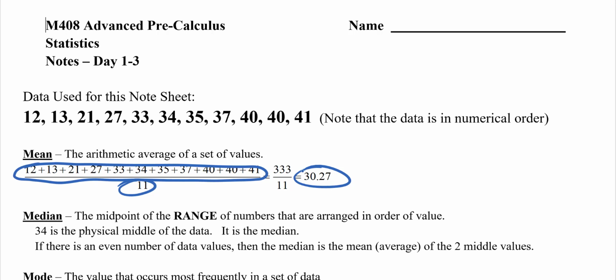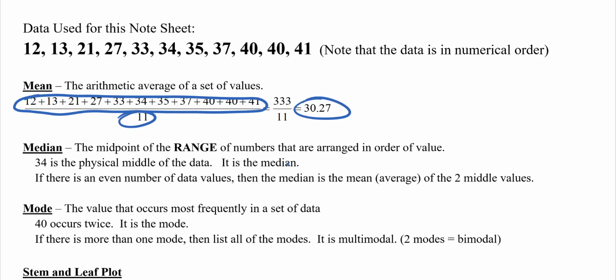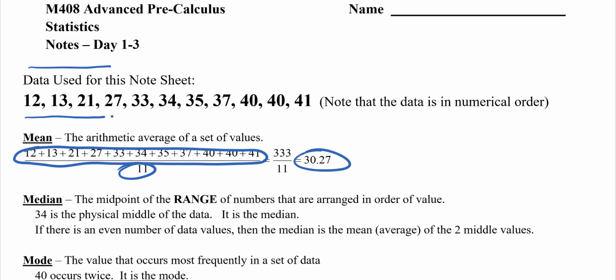Super easy. The median, you may not know what the median is. The median is basically the midpoint of the range of numbers. In other words, they have to be in order from lowest to highest, and then it's the physical middle of that set of data. In this case, there are five numbers here, and then 5 numbers up to here, and then 5 numbers here, and so our median is 34.